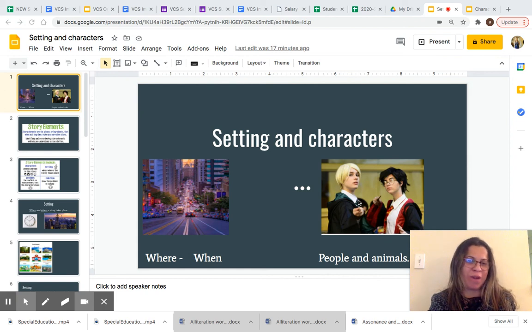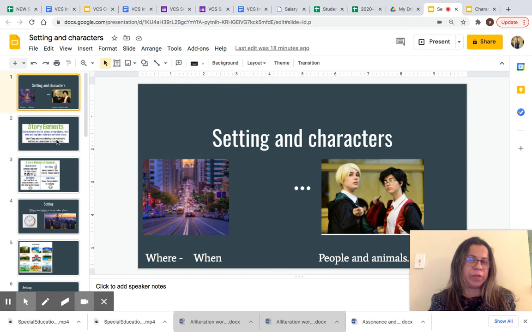Welcome to our lesson. In today's lesson, we are going to learn about setting and characters. Are you ready? Let's get started. The setting is where and when a story takes place. Characters are the people and animals in a story. Both setting and characters are story elements.